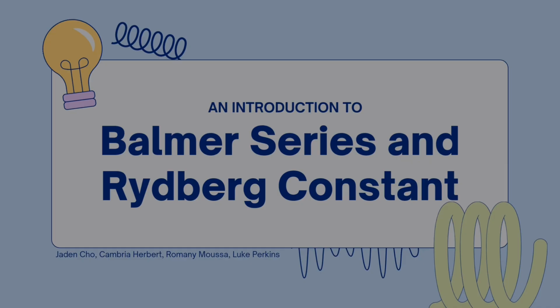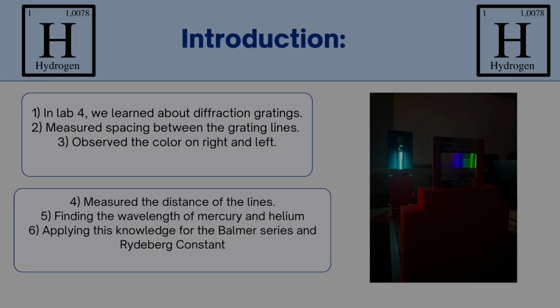Our experiment for this lab is the Balmer series and the Rydberg constant. But first, let me remind you of lab number 4. In lab number 4 of Physics 2, we did the experiment on understanding diffraction grating. In that experiment, if you remember, we measured the spacing between the lines and looked into the colors for the right and the left side. We measured the distances of the lines and then calculated the wavelength for different light sources. We used mercury and helium test tubes.